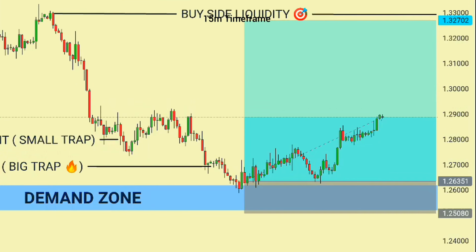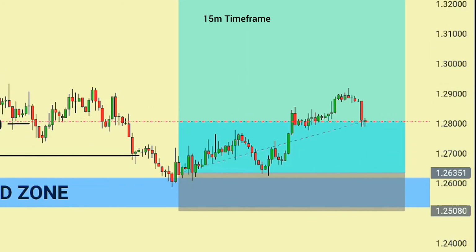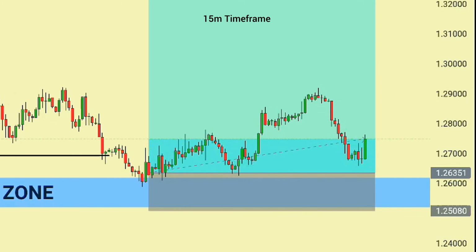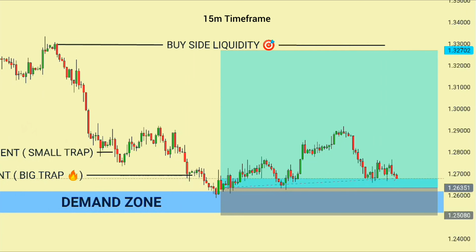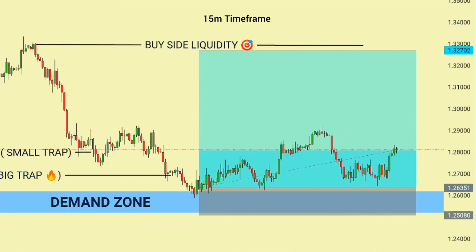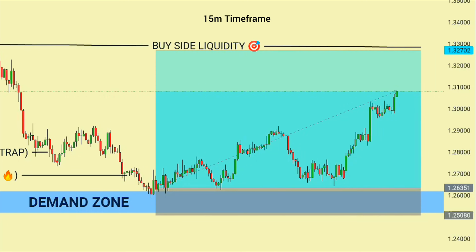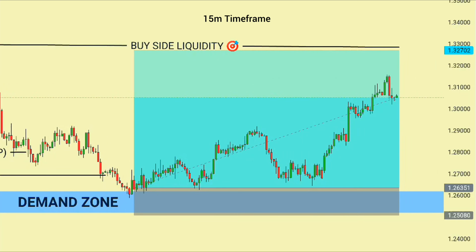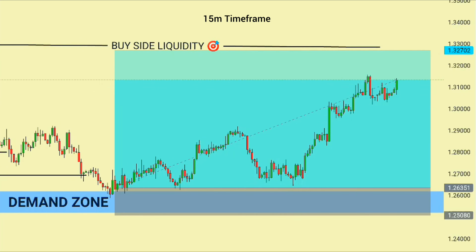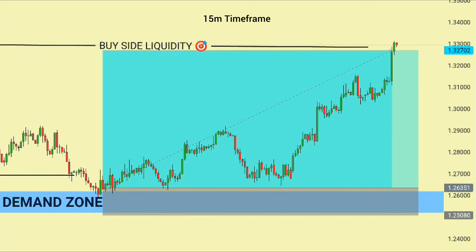Now notice this area carefully. Price touches the demand zone 2 times. Many traders think the zone becomes weak after multiple touches. But look at the reaction. Even after the second touch, price moves strongly upward. So it's not just about how many times price touches the zone, it's about when the clean move actually begins.